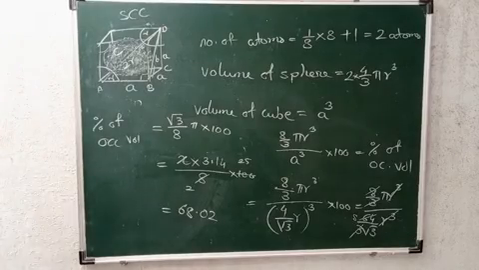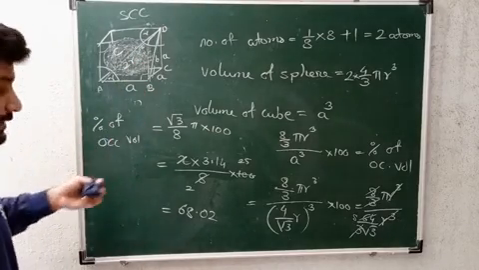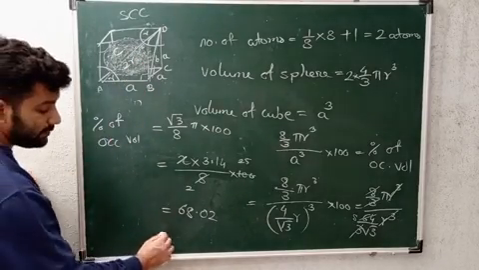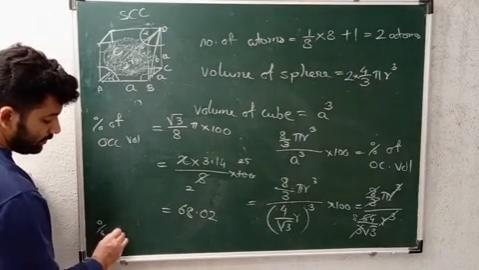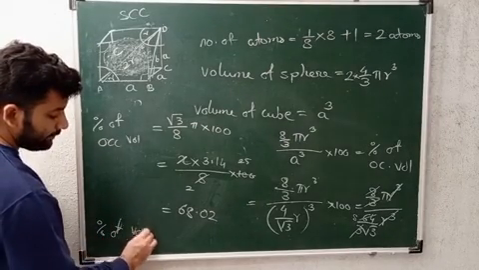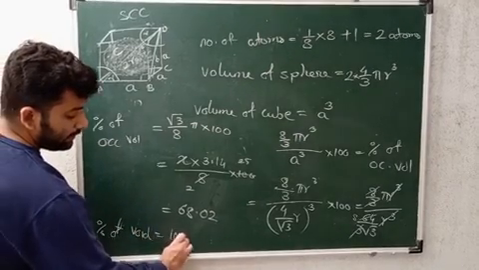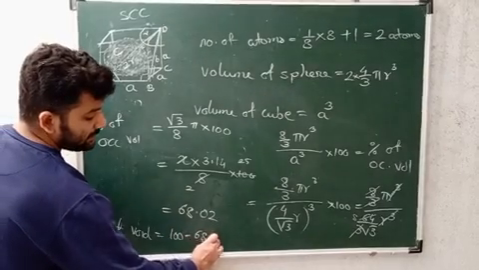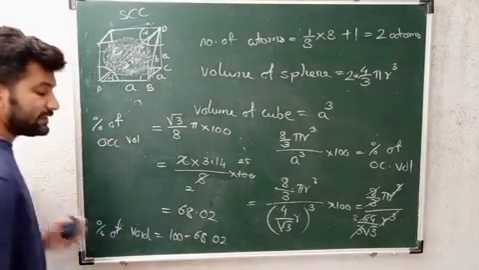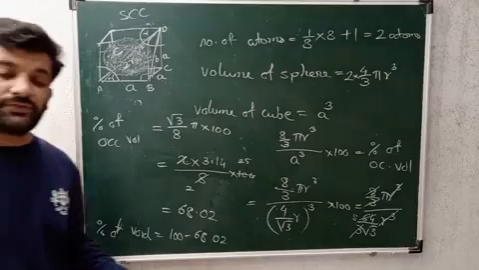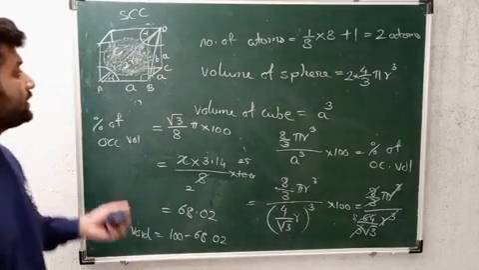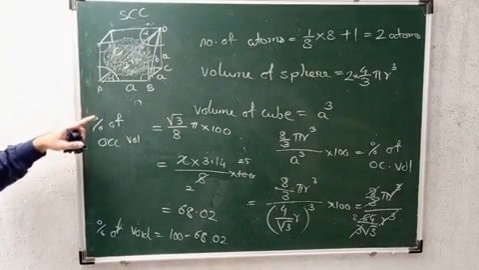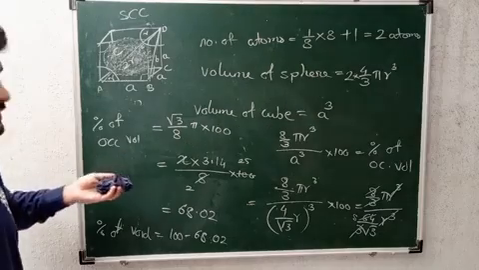Next, if we try to find out the percentage of void space, the percentage of void space will be equal to 100 minus 68.02. After subtracting, you will get the percentage for void space. Okay, this is for the body centered crystal unit. Next, we will have the face centered crystal unit.